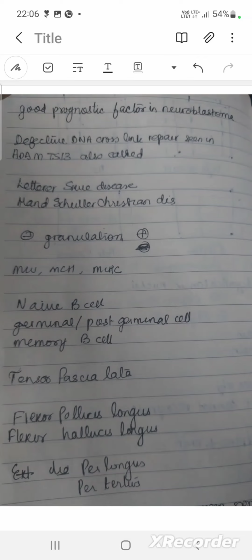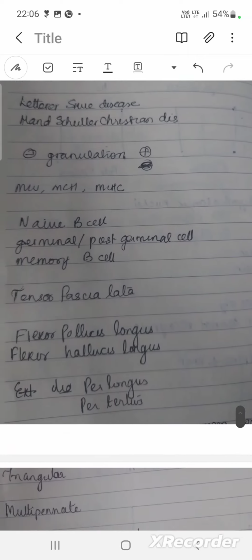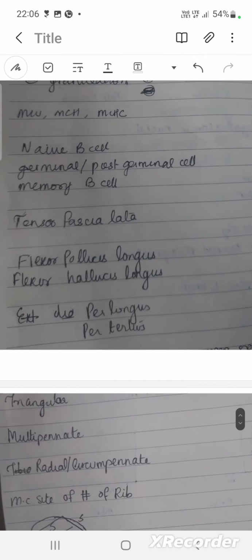Now granulation tissue formation is stimulated by fibroblast growth factor whereas inhibited by TGF beta, so that fibrosis occurs. MCV, MCH, MCHC. MCV is PCV by RBC count. MCH is Hb by RBC count. MCHC is Hb by PCV.